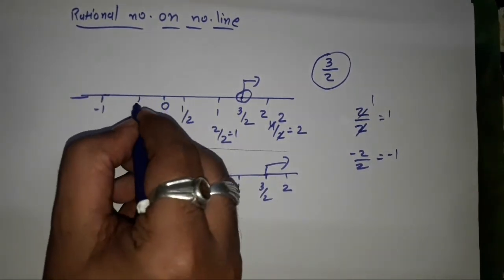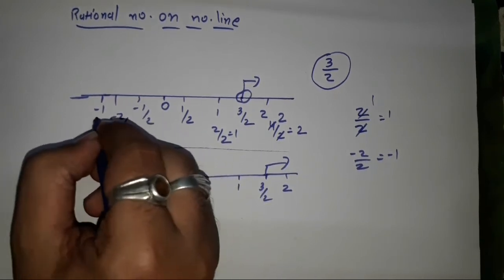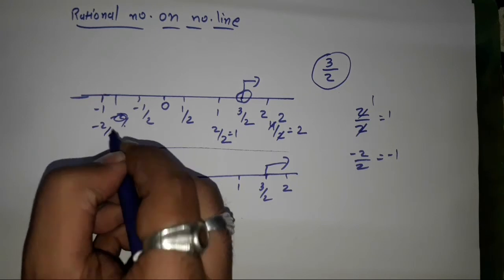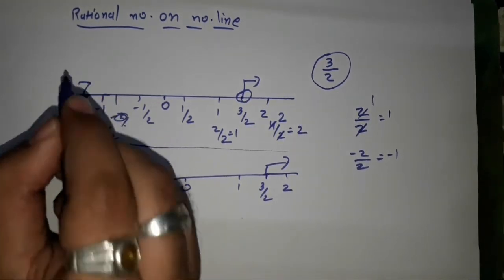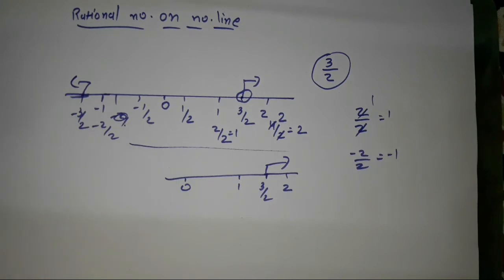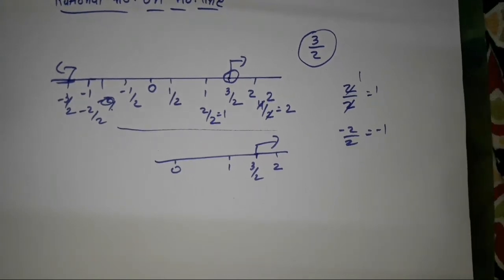Then the same one, minus 1 upon 2, this will be minus 2 upon 2, and the next one will be minus 3 upon 2. So this will be our rational number. This is how we have to represent rational numbers on the number line, same as we have done for fractions. Now the most important topic of the chapter arrives, that is, find the rational number between two numbers.